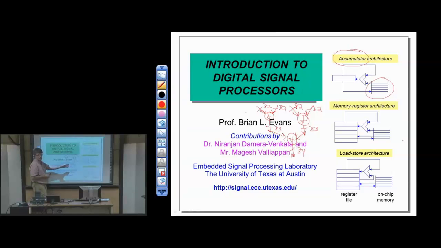How many? 8. So now I ask again, how many 32-bit numbers do I need to add together before I get the 40? 2 to the 8th, which is 256. So that gives you an idea of back at least in 1982 how long FIR filters were in those days. Right? 256 was a long FIR filter.